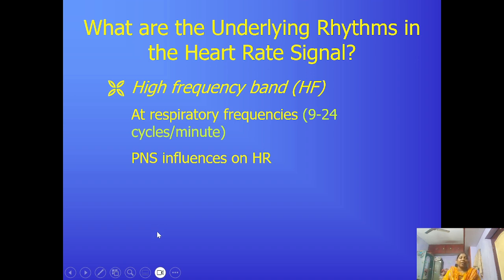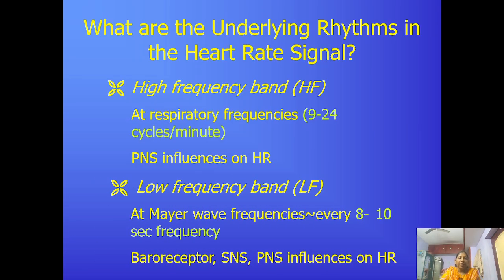So what are the underlying rhythms in the heart rate signal? First is the high frequency band, at the respiratory frequency, which ranges from 9 to 24 cycles per minute. Here the parasympathetic nervous system influences the heart rate. Then we have the low frequency band, at a frequency of about 8 to 10 seconds per cycle. Here the baroreceptor, sympathetic nervous system, and parasympathetic nervous system influence the heart rate.